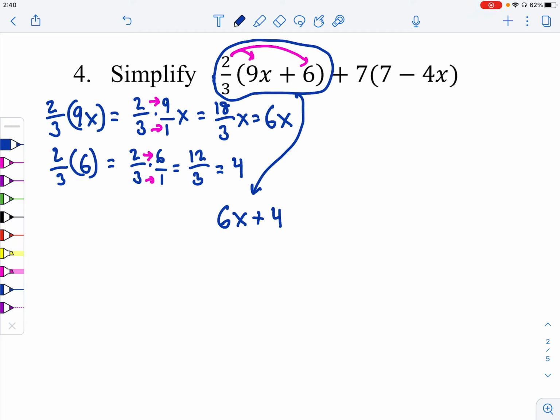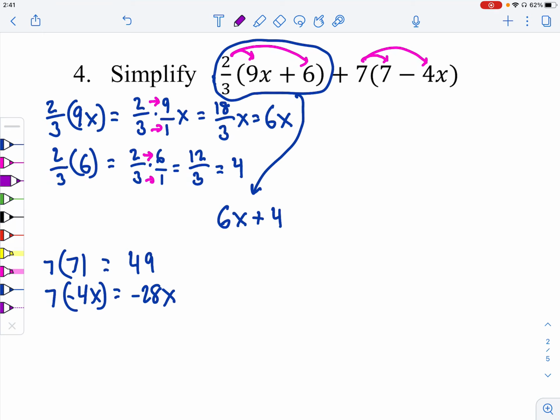And then we're going to do the next one. 7 parentheses 7 minus 4x. Let's do it down here. So 7, we're going to distribute that twice. So we get positive 7 times 7. And we get positive 7 times negative 4x. So 7 times 7, 49. 7 times negative 4, negative 28 with the x. Okay, so that part goes right there. So it's positive 49 minus 28x. That's how we distribute that.